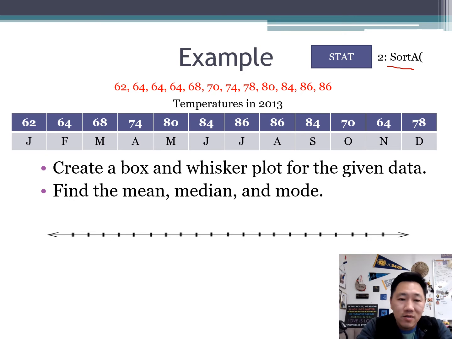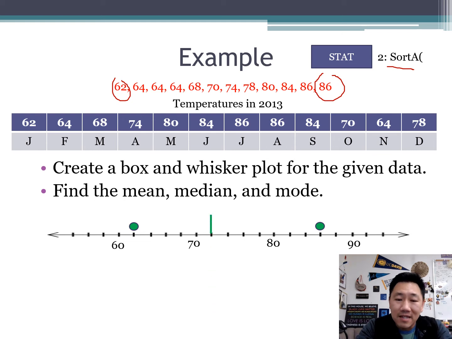Let's go ahead and do the box and whiskers. I know the smallest number is 62 and the largest number is 86, but let's go ahead and put some numbers in for our line to make everything fit. All right, so I started with 60, even though the smallest number is 62. So there it is, 62 is the smallest number. 86 is the largest number.